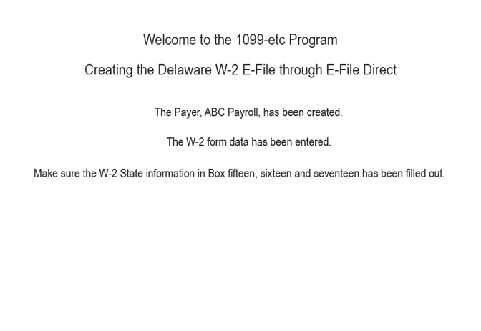This tutorial covers creating the Delaware W-2 e-file through e-file Direct. Once the file is created, it is the user's responsibility to upload the file to Delaware. To begin, the pair, ABC Payroll, has been created. The W-2 form data has been entered. Make sure the W-2 state information in box 15, 16 and 17 has been filled out as needed.